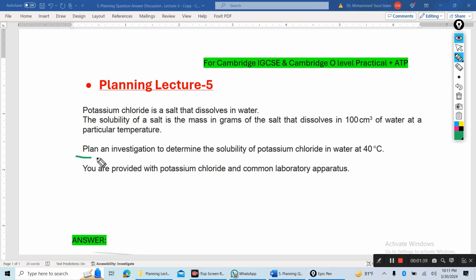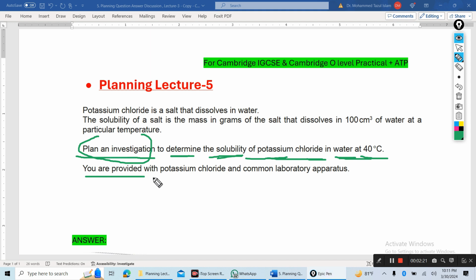Now you are asked to plan an investigation to determine the solubility of potassium chloride in water at 40 degrees centigrade. That means at 40 degrees centigrade, how many grams of potassium chloride dissolve in water? You have to find out the mass of potassium chloride at 40 degrees centigrade.